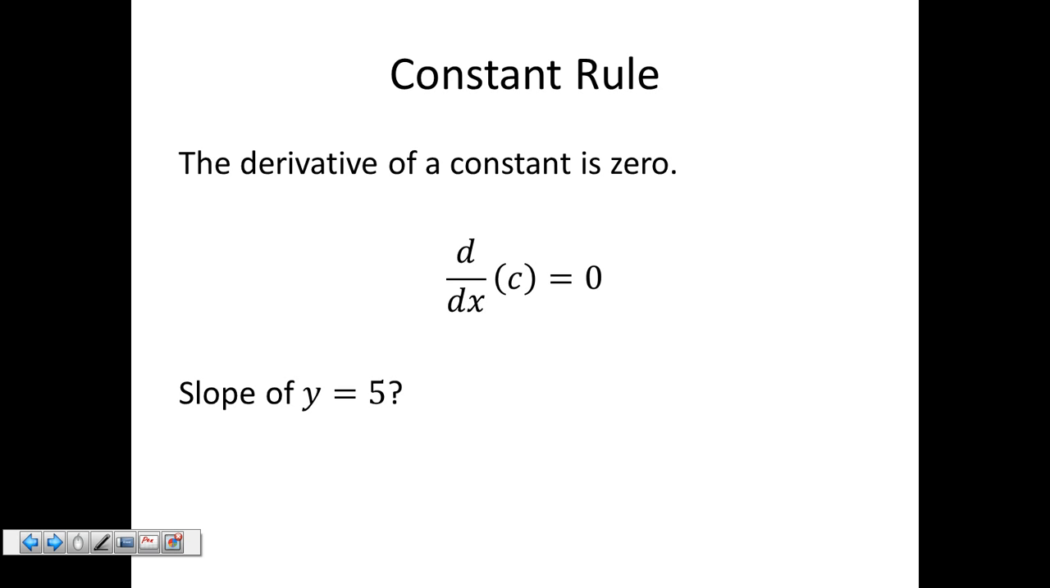Now remember, the derivative is just a fancy word for the slope. So if I asked you what is the slope of the line y equals 5, you'd probably be able to tell me, well, the slope is 0. It's a horizontal line. That's a really good explanation about why the derivative of a constant is 0. The slope of a constant is 0.